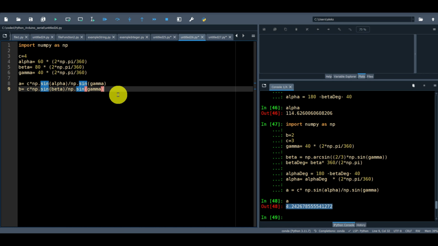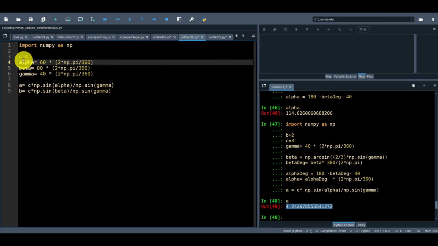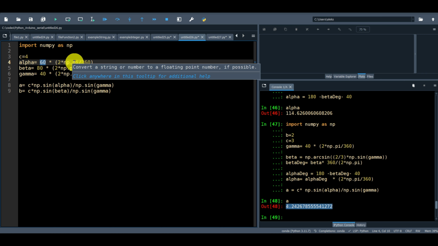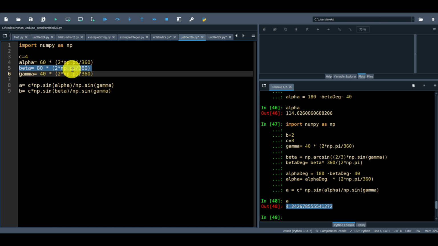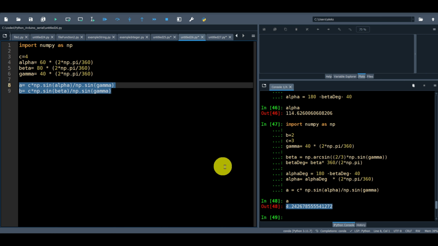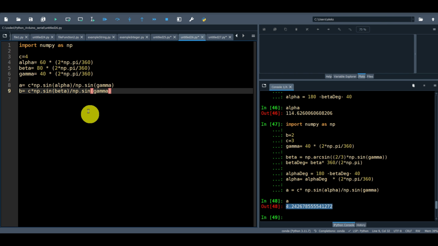Here's the Python code for solving this problem. Here I specify c, I specify alpha in degrees, and then I convert it to radians. Then I specify beta in degrees and I convert it to radians, and I specify gamma in degrees and I convert it to radians. And over here I implemented these two equations. Here's how they look.